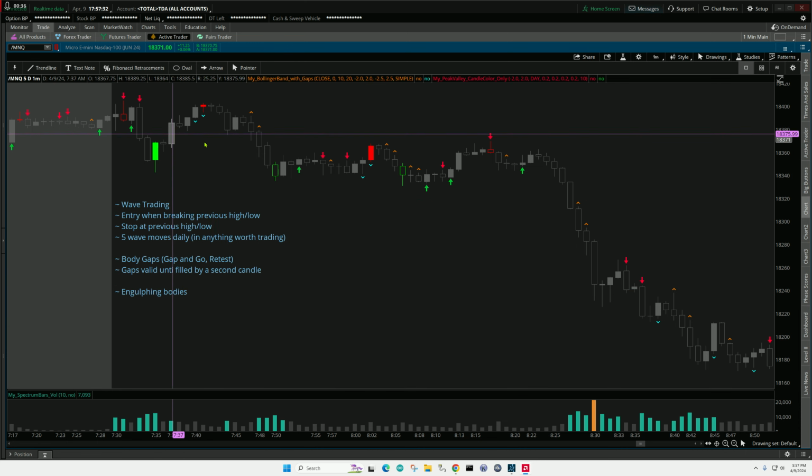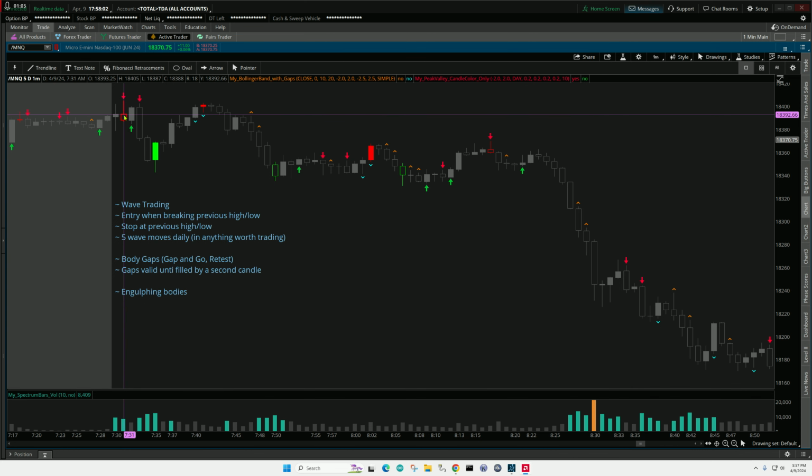So the only thing you see on my chart here is just 1 minute candles. I trade on a 1 minute time frame, and you see gray candles, red candles, and green candles. The red and green are essentially pivot points in a 10-minute period, and then the down arrows, red, and the green upper arrows are where a body is engulfing the previous body.